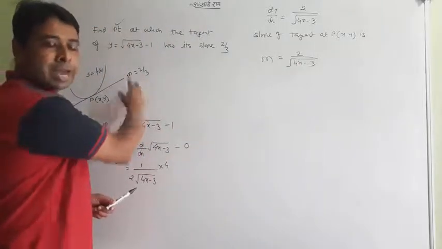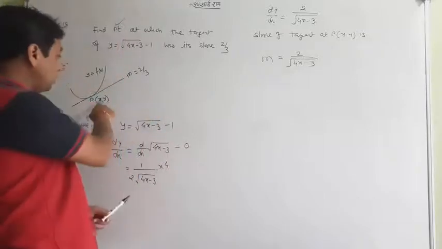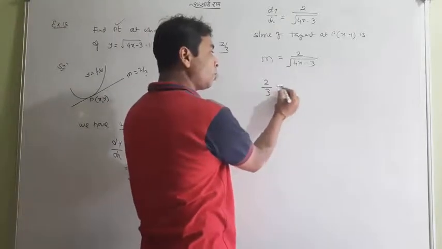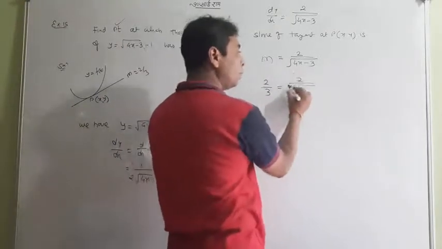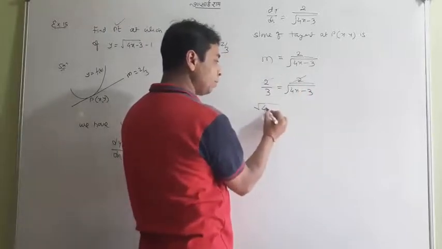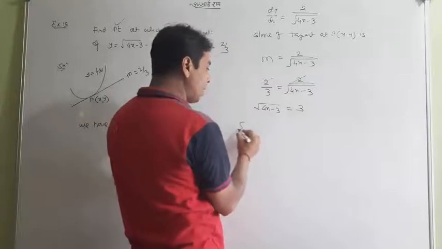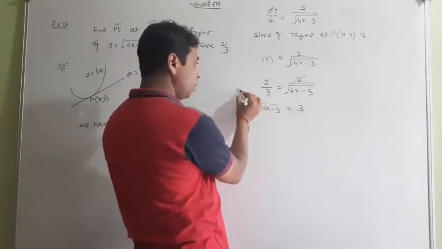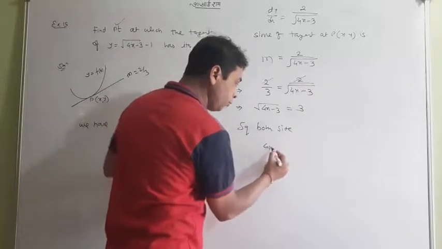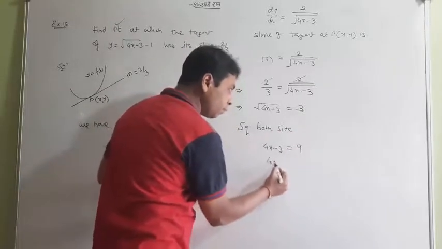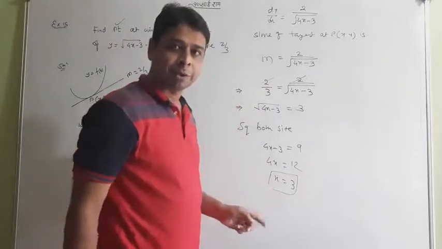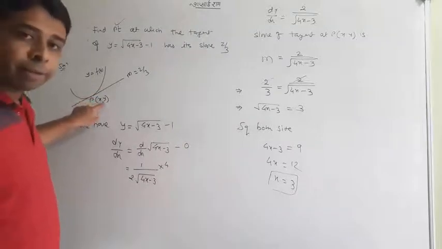Very fortunate that m is given. And what is the focus now? You have to find x and y. So m is 2 by 3 because it is already given. I just put here 2 by root of 4x minus 3 equals 2 by 3. Both will cancel, do the cross multiplication, do squaring on both sides. This gives 4x minus 3 equal to 9, 4x equal to 12, x equal to 3. Wow, you have got x. Now what do you want? y.